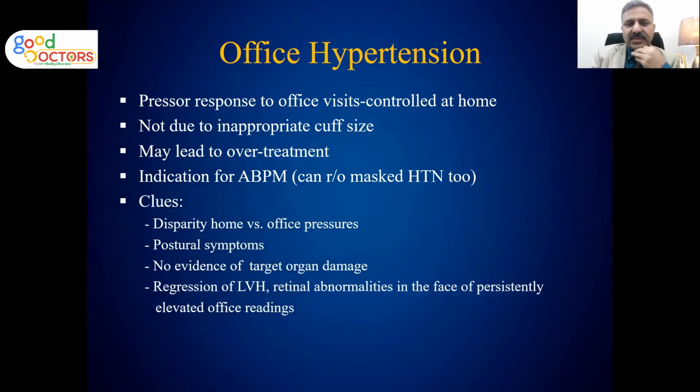So what are the clues? There is a disparity between home and office blood pressure reading. There is a postural symptom with the treatment, no evidence of target organ damage. And there is a regression of LVH, retinal abnormalities, in the phase of persistently elevated office reading. You have high blood pressure, but no end organ damage.